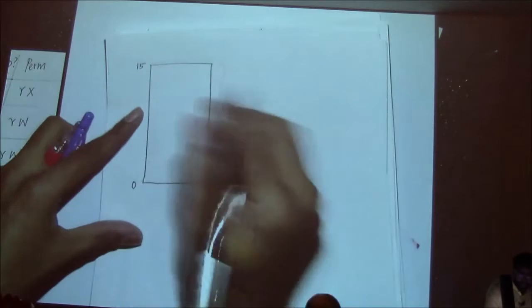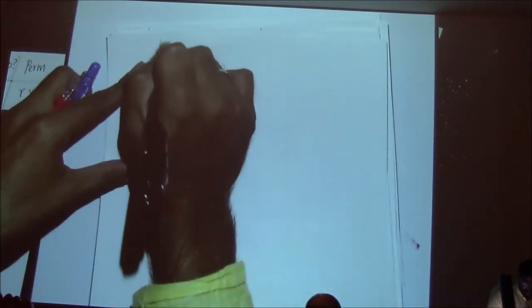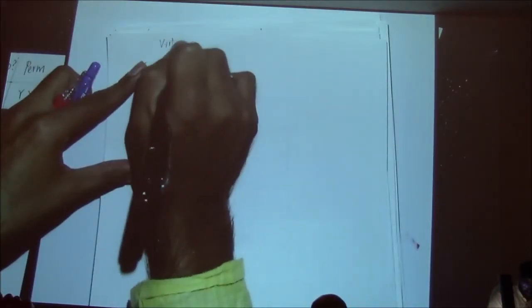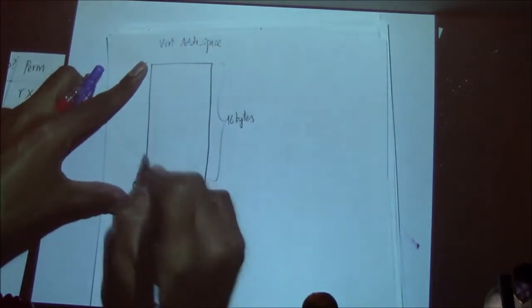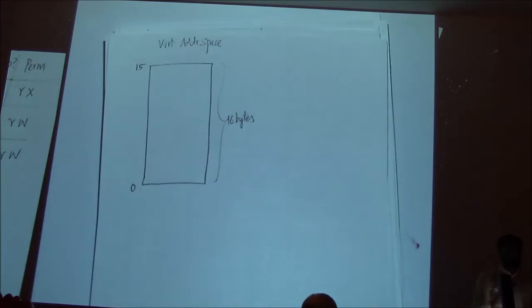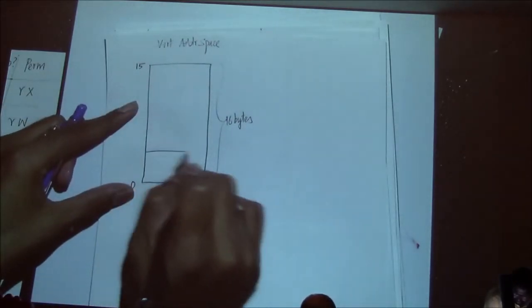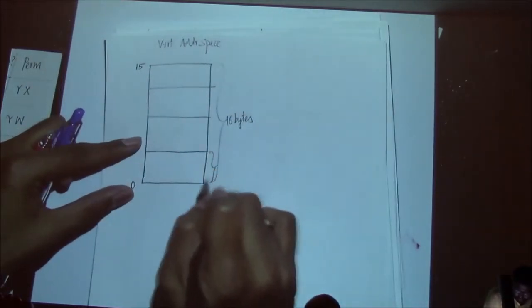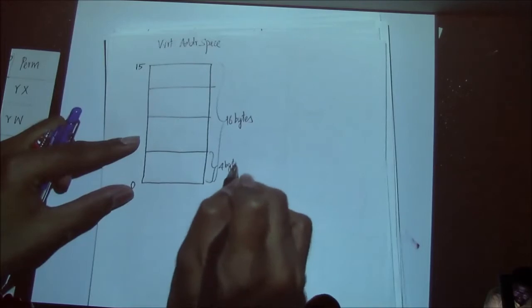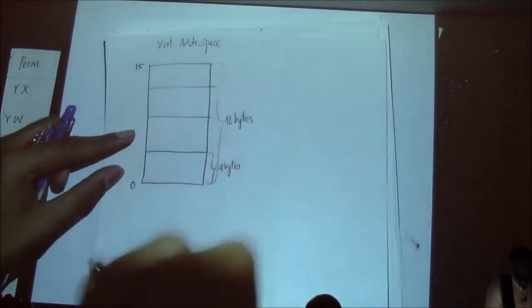Just split this entire address space. This is your virtual address space, right? Just split your entire address space into equal sized chunks. In this case, we are going to consider the equal sized chunks to be, let's say, of size 4 bytes, okay? This is chunk 1, chunk 2, chunk 3, chunk 4, okay?